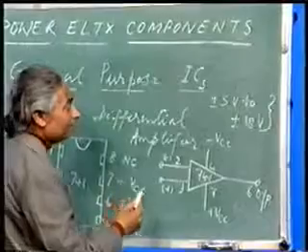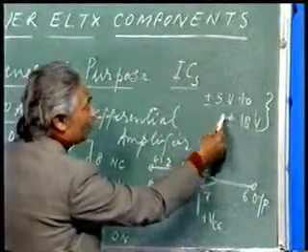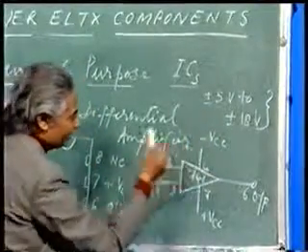Now the VCC for 741 ranges from plus minus 5 volt to plus minus 18 volt. What does it mean? I can give a supply of plus 5 volt to plus 18 volt or minus 5 volt to minus 18 volt. Now this was regarding VCC.